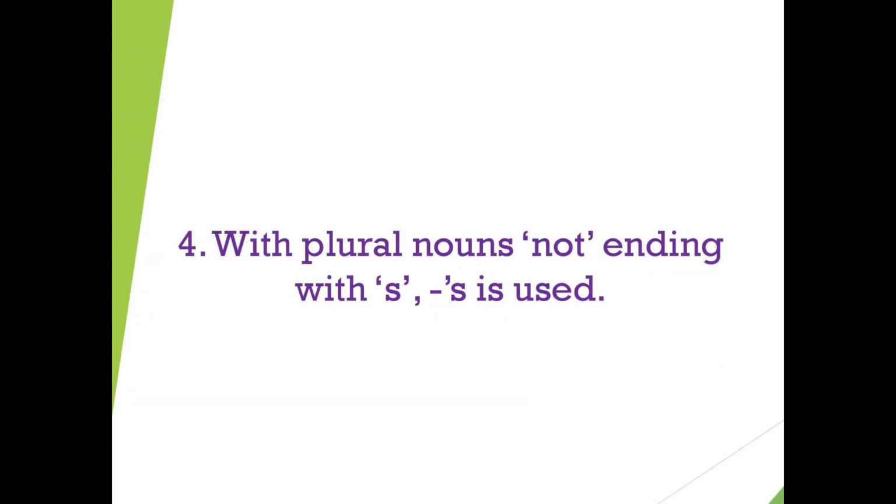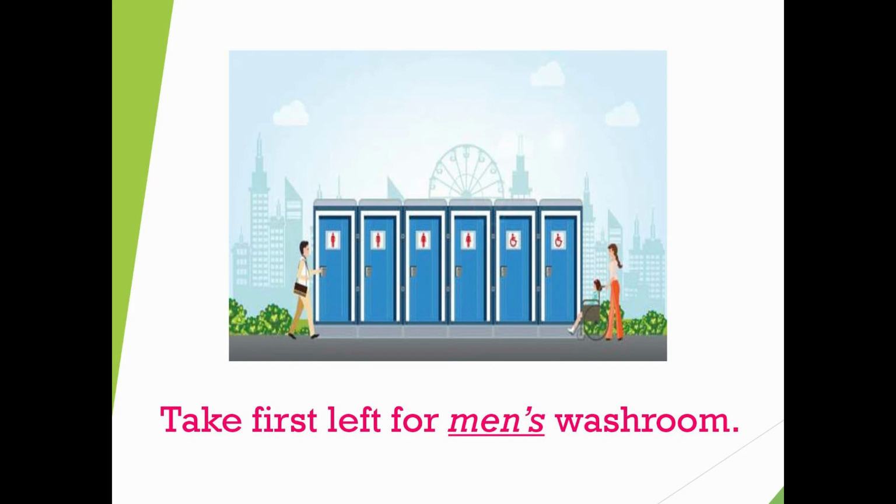Rule number 4. With plural nouns not ending with s, apostrophe s is used. Now it is very simple. Of course, when you are having a plural noun which does not end with s or es, what will we do? We will simply insert apostrophe s after it. Example. Take first left for men's washroom.